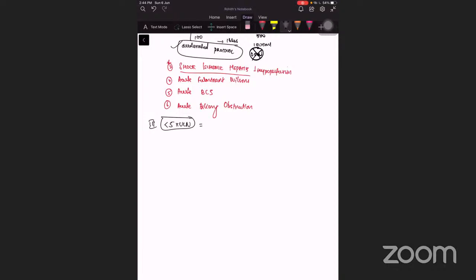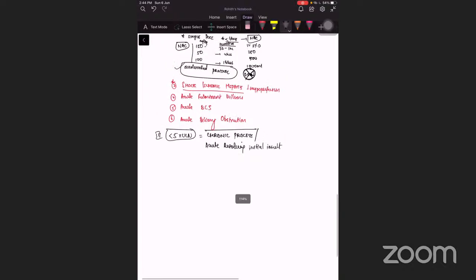So mostly it is going to indicate a chronic process. Usually it is going to be a chronic process. Or another possibility is a patient had more than 10 times elevation or more than 5 times and now it is resolving. So acute resolving initial insult. So that can also be there. So these are the things we see.